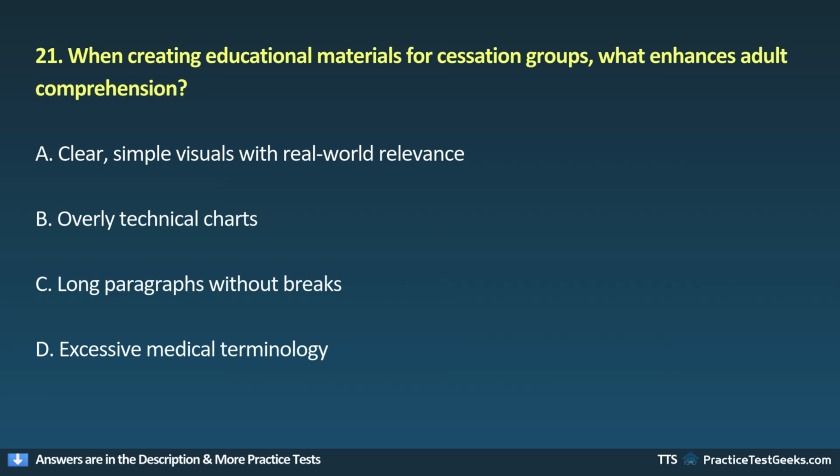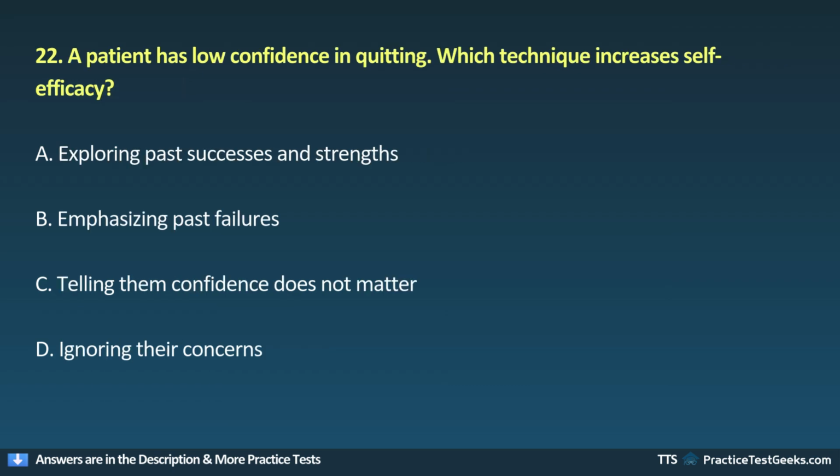21. When creating educational materials for cessation groups, what enhances adult comprehension? A. Clear, simple visuals with real-world relevance. B. Overly technical charts. C. Long paragraphs without breaks. D. Excessive medical terminology.